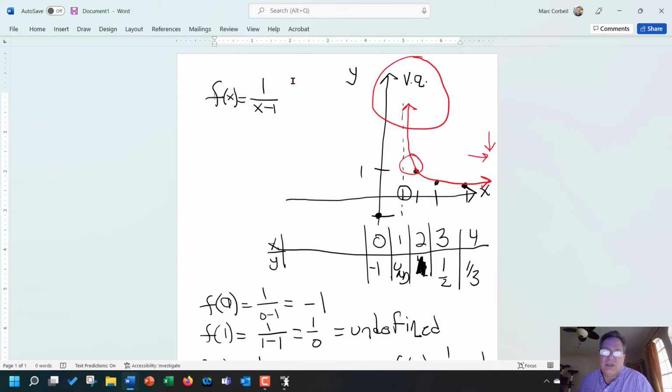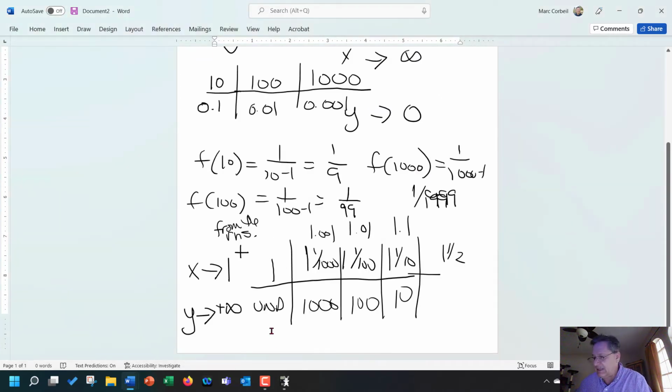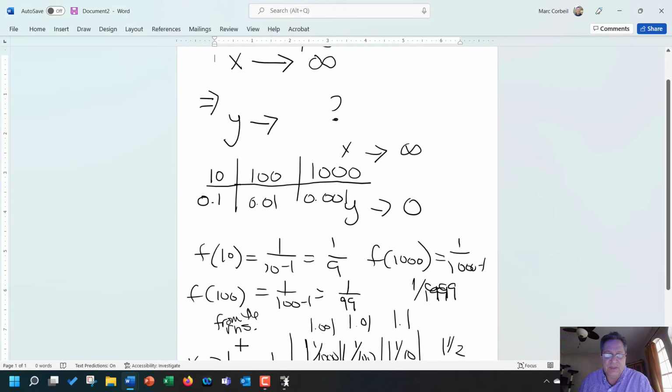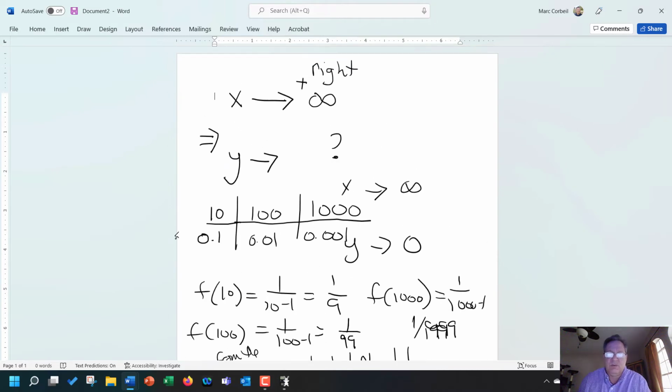This was our definition of a vertical asymptote. That's exactly what this is. This is, by definition, a vertical asymptote. So this would be: f(x) has a vertical asymptote at x equals 1, right? That's by definition. And if we look back up here, what we were saying up here is our definition of a horizontal asymptote. As x approaches infinity, y approaches 0.